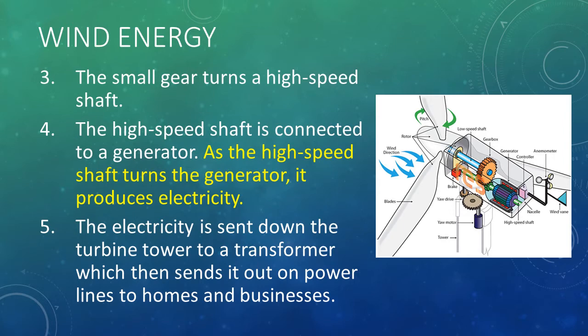From there, simply put, the electricity is sent down the turbine tower to a transformer, which then sends it out on power lines to homes and businesses. Okay? Now this is how it works in the technical aspect, let's say, but there are some factors we need to consider and understand to generate electricity from the wind efficiently.